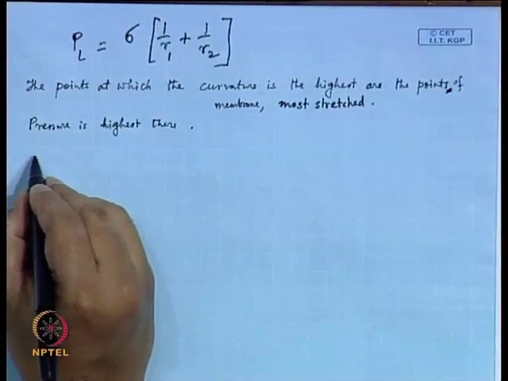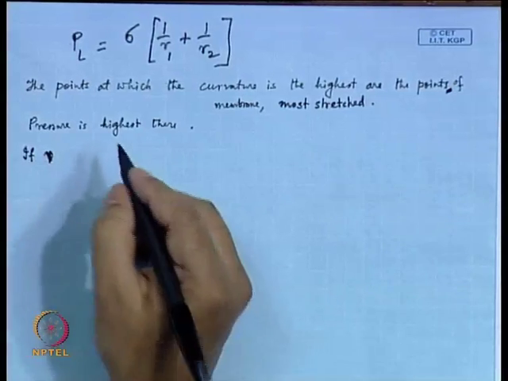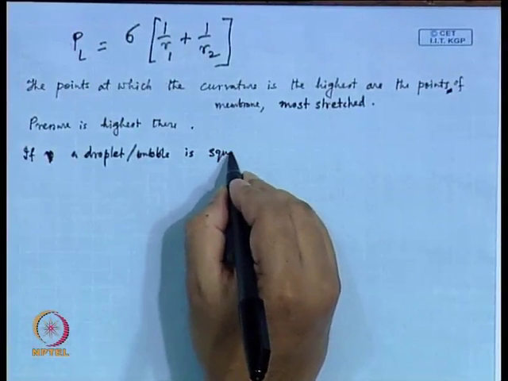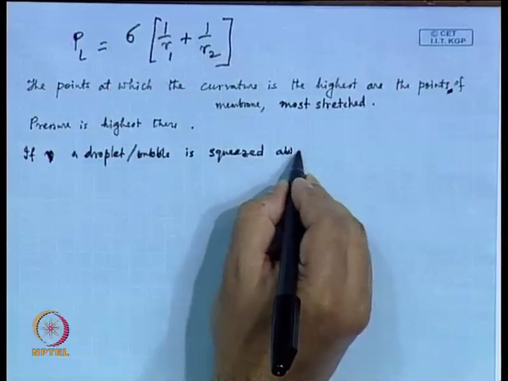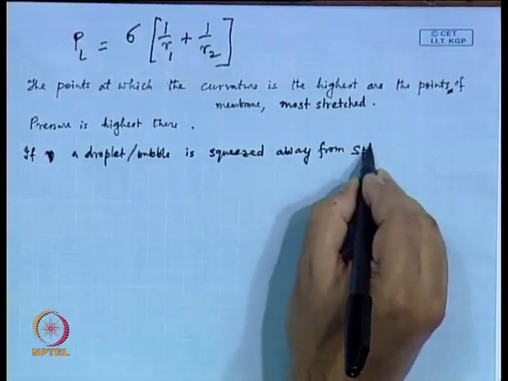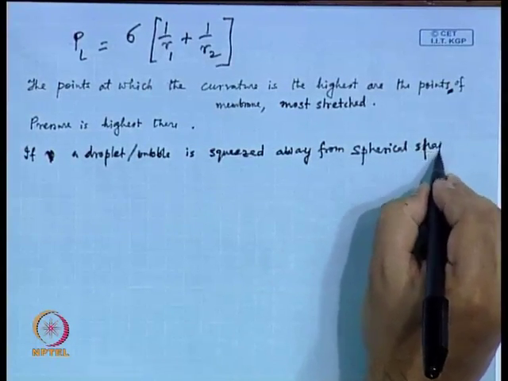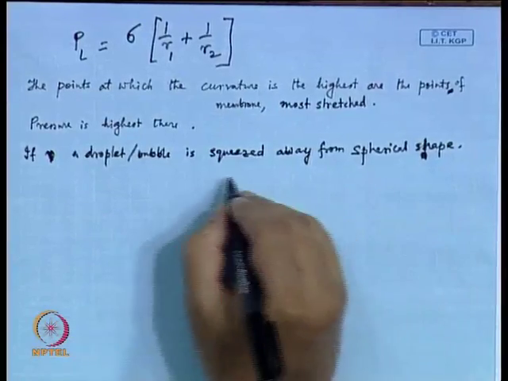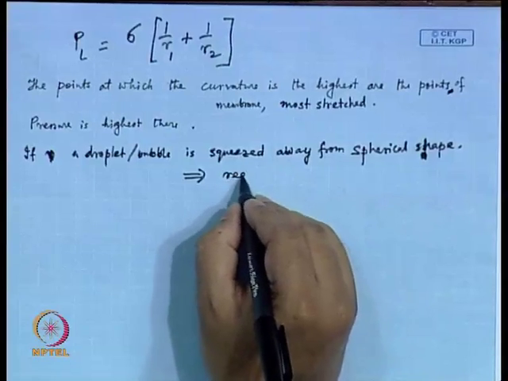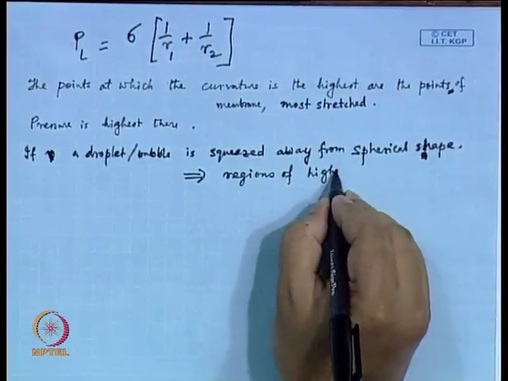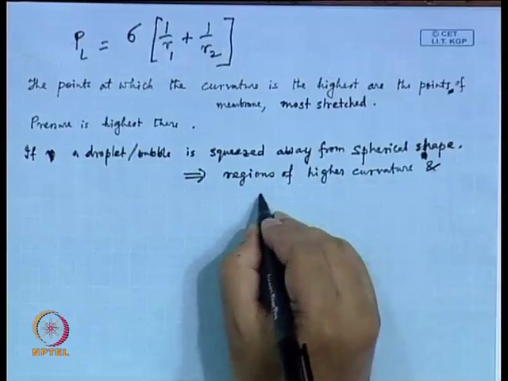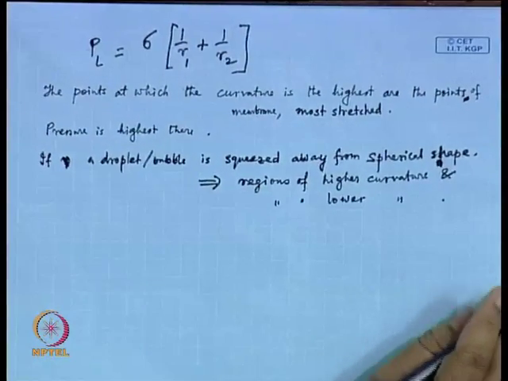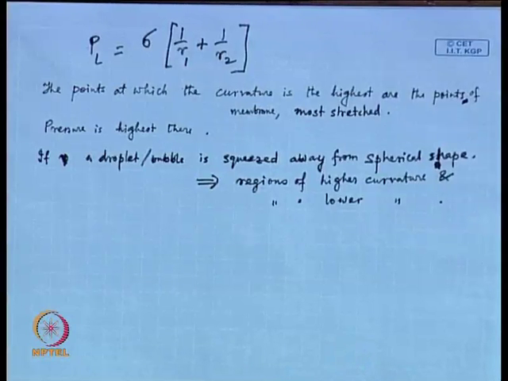So, if a droplet or bubble is squeezed away from spherical shape, then the result would be you will have regions of higher curvature and regions of lower curvature. That was not the case with the sphere.